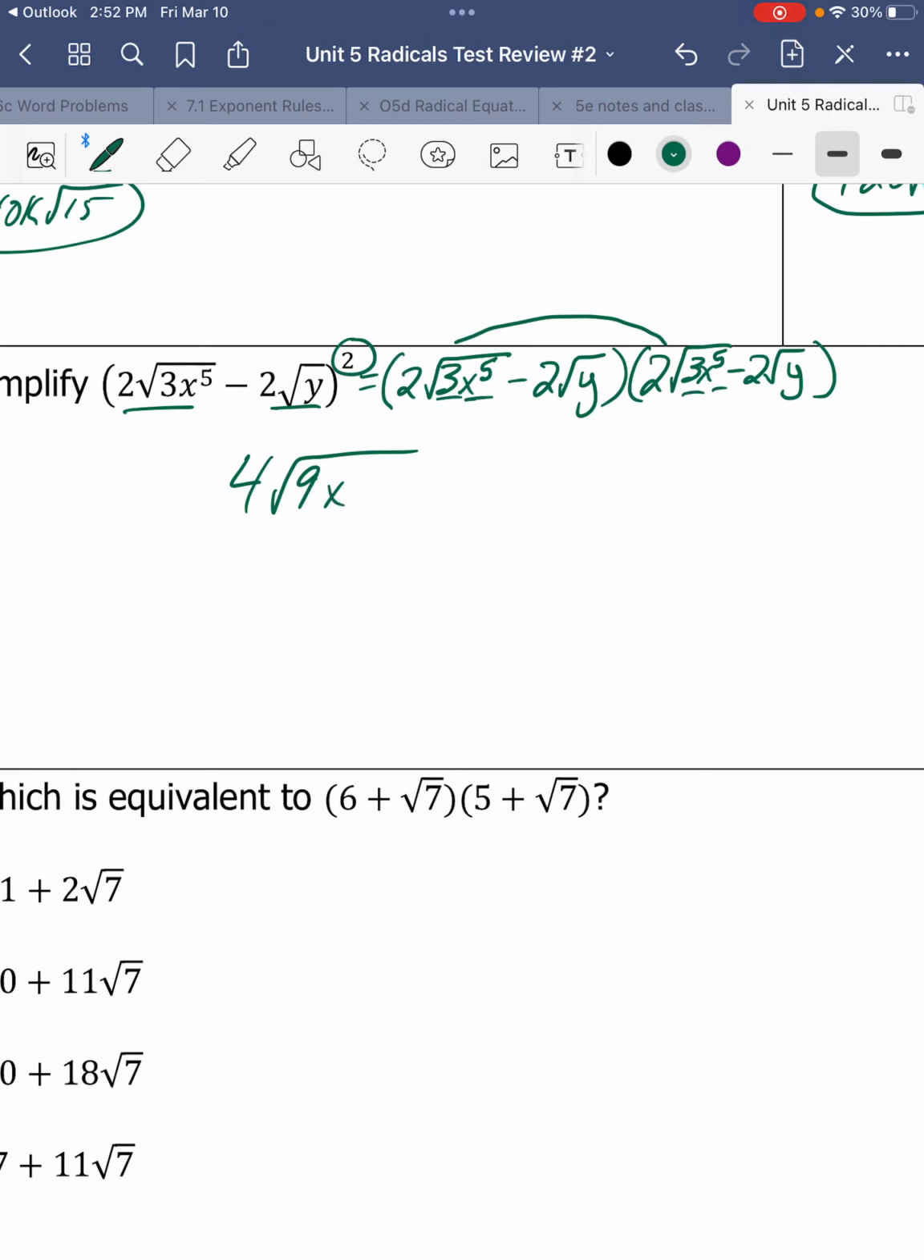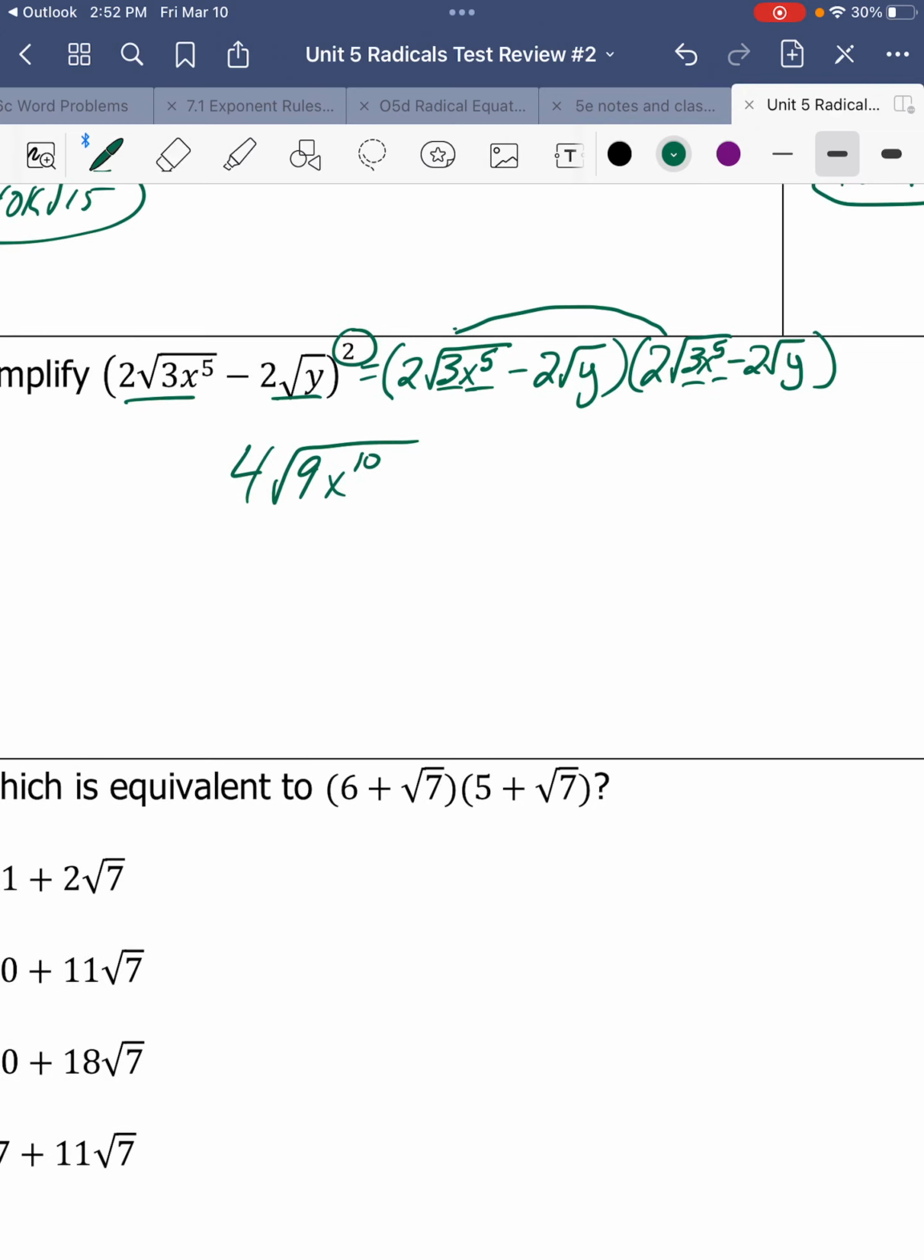So the radical is 9. 3 times 3 is 9. X to the 5th times x to the 5th, add those exponents when you're multiplying like bases. And then we have 2. So multiply 2 times negative 2 is negative 4. Multiply the insides. There's nothing to really do besides write the y next to the 3x to the 5th.